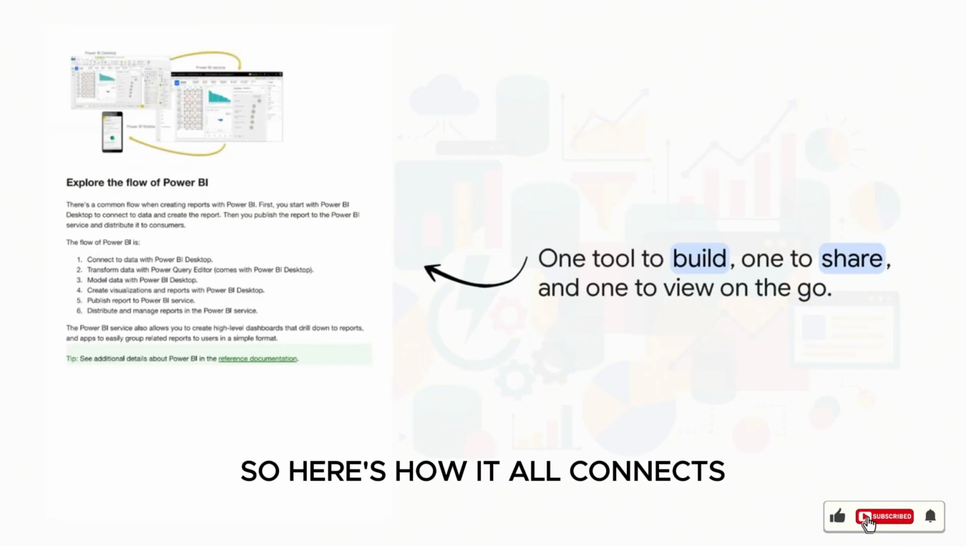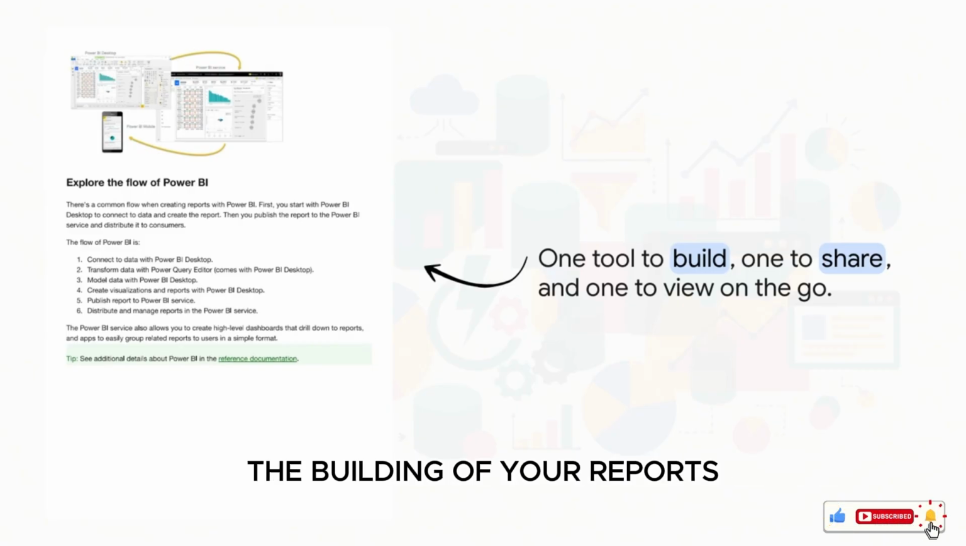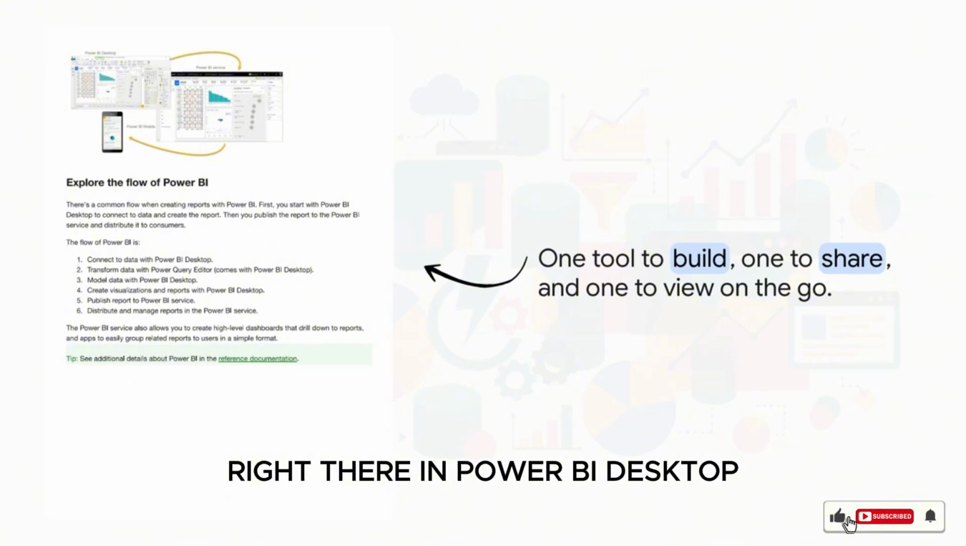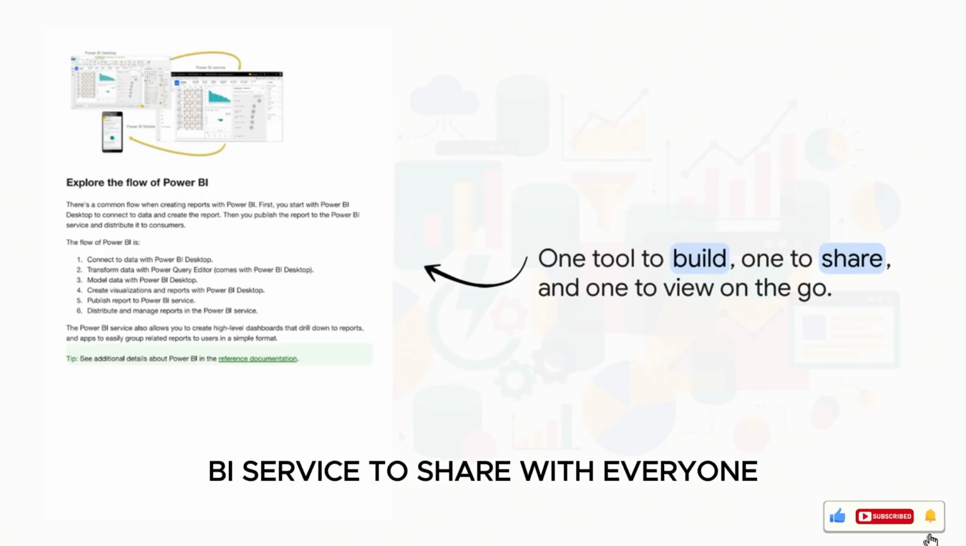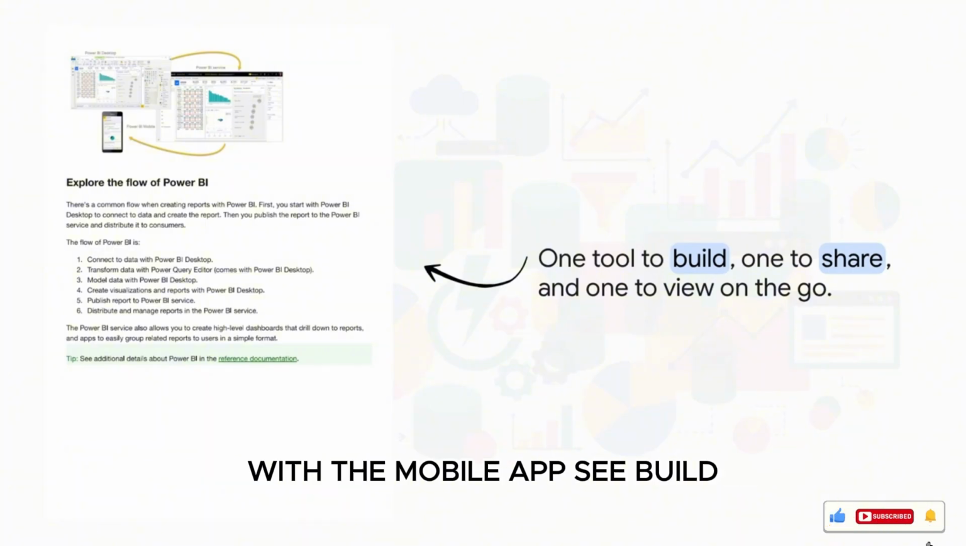So here's how it all connects, nice and simple. You do all the heavy lifting, the building of your reports, right there in Power BI Desktop. Then, once you're happy with it, you publish it up to the Power BI service to share with everyone. And from there, your team can pull it up on their phones with the mobile app. See? Build, share, and view.